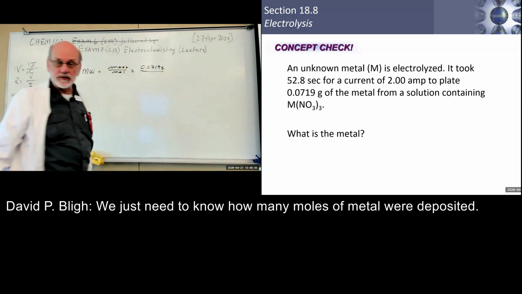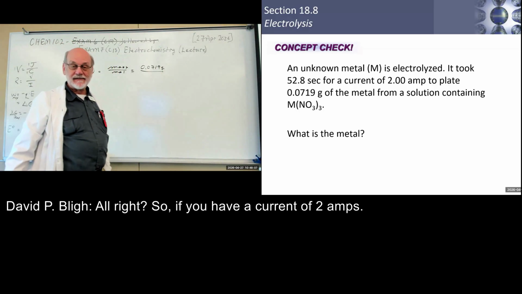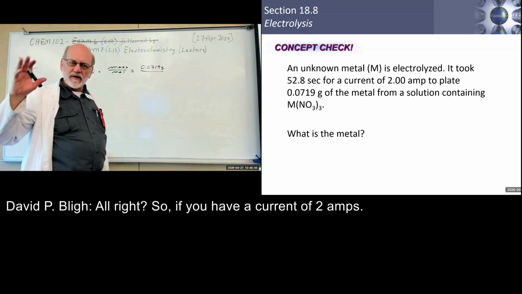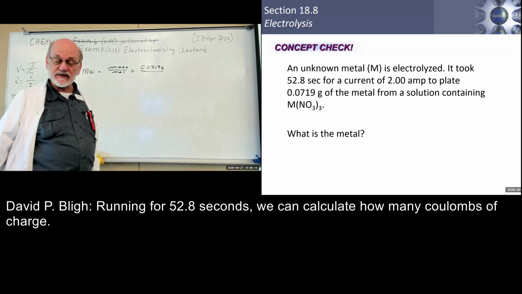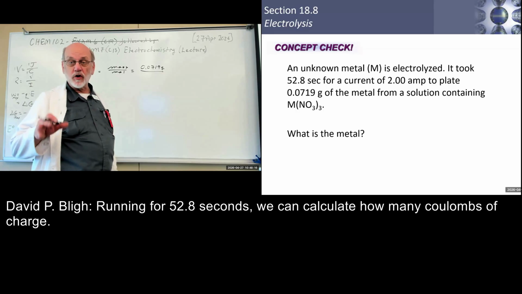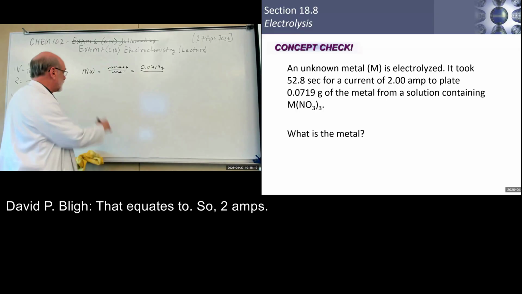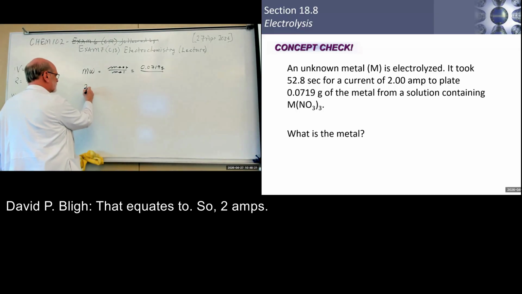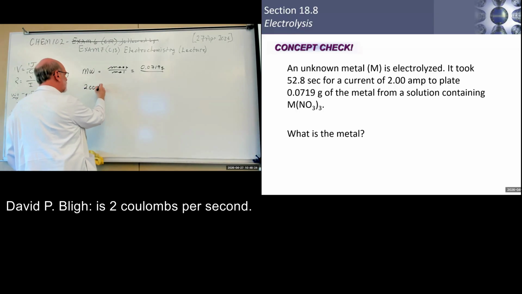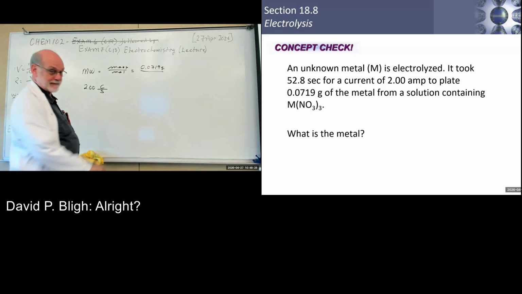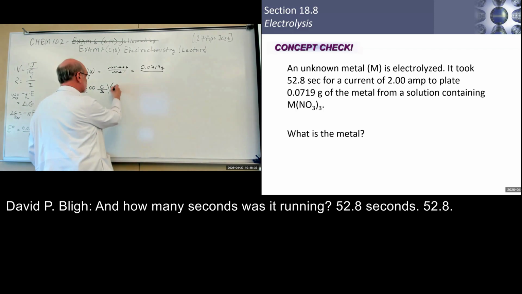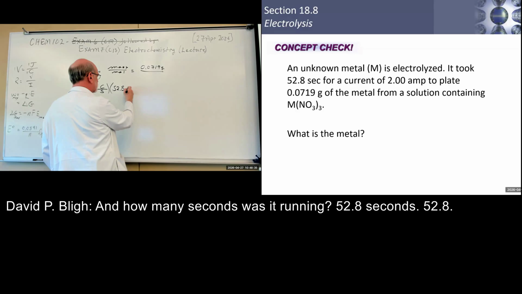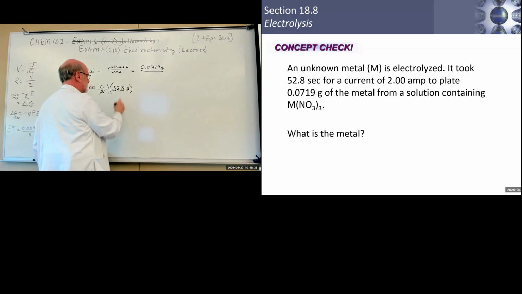We just need to know how many moles of metal were deposited. If you have a current of 2 amps running for 52.8 seconds, we can calculate how many coulombs of charge that equates to. So 2 amps is 2 coulombs per second. And how many seconds was it running? 52.8 seconds. So seconds cancel.